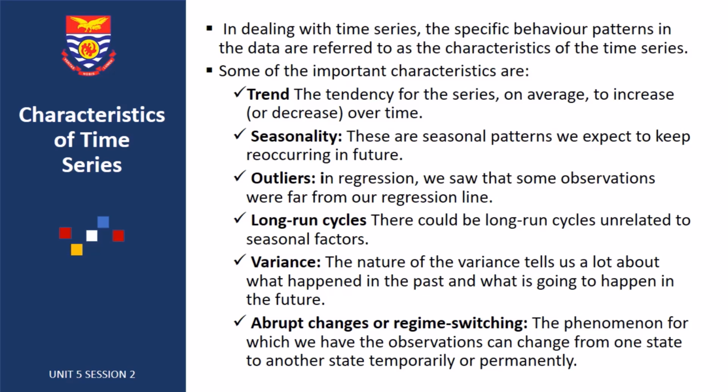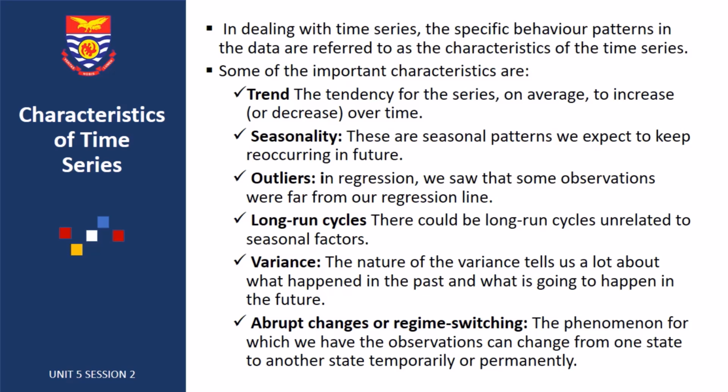We have the long run cycles. With the long run cycles, we are talking about cycles which are unrelated to seasonal factors. So for example, we are looking at a sustained economic growth followed by the long recession in Japan in the 1990s, or some of the impacts of the global financial crisis, among other factors. We also have the variance. The variance is simply the variations in the data set, or even in the error term. So the nature of the variance tells us a lot about what happened in the past and what is going to happen in the future.